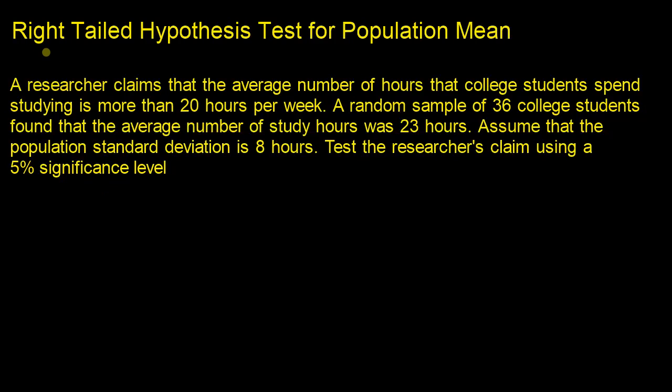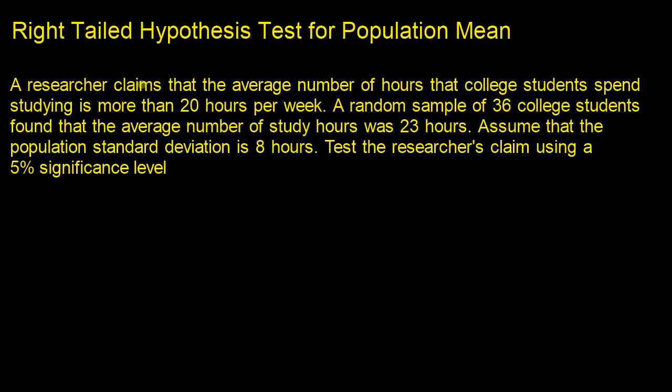In this video, we're going to discuss a right-tailed hypothesis test for the population mean. This is different than in previous videos because this is a test for a population mean. But you'll notice that this type of hypothesis test is very similar to the test for population proportion with a few minor differences. Okay, so let's go ahead and read through the example.